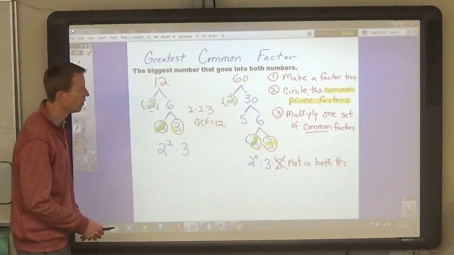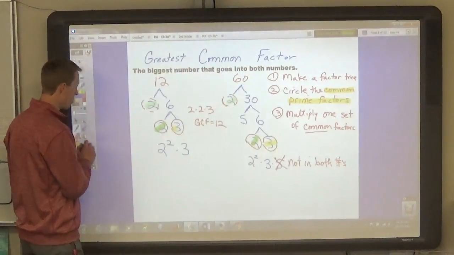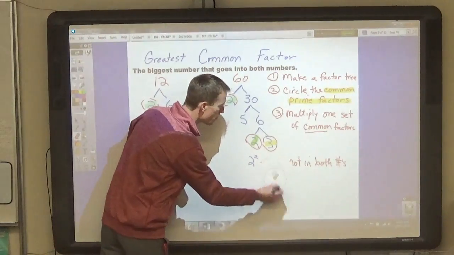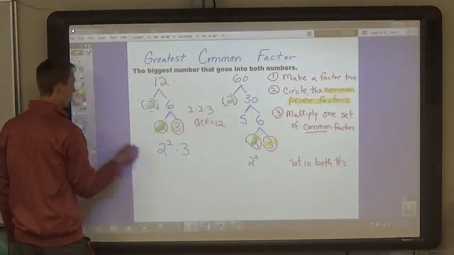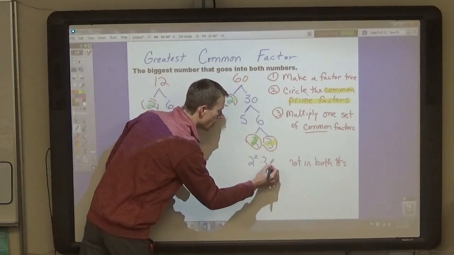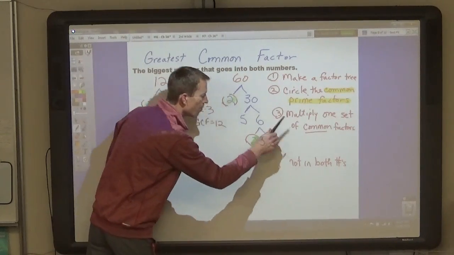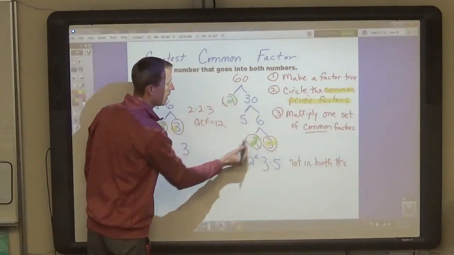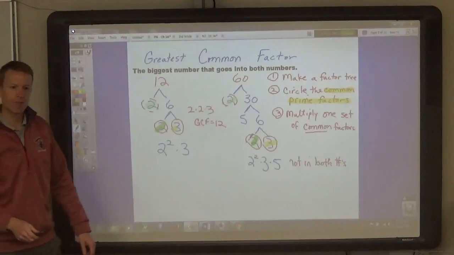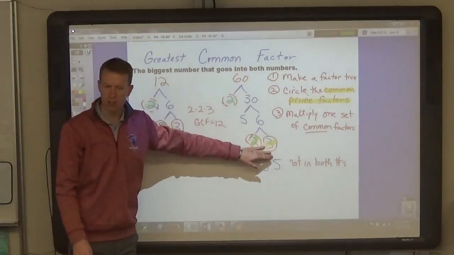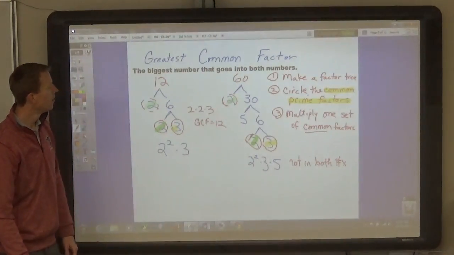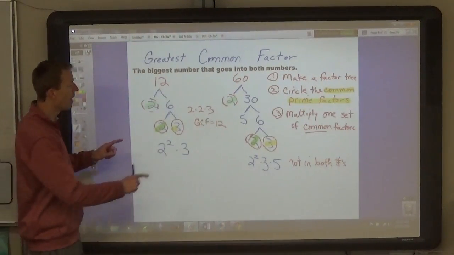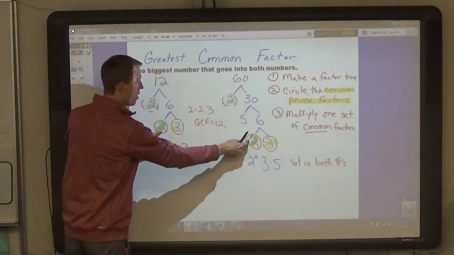So, the prime factorization of these numbers is 2 squared times 3 times 5. Let me write this for you again. 2 squared times 3 times 5. Because those are the prime factors that are in 60. And that's what we did for today, right? You all know how to do this much? Yeah. So now, to find the common factor, the greatest common factor, you have to find factors that are in both numbers.